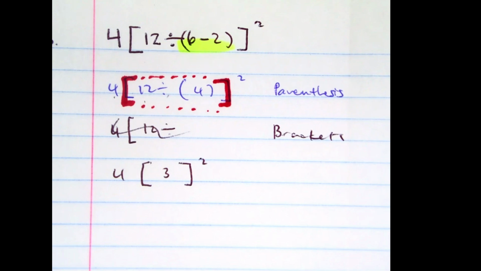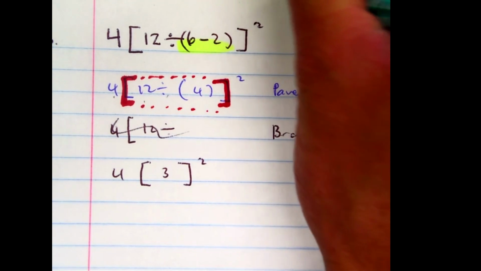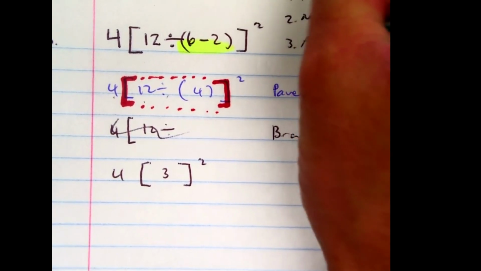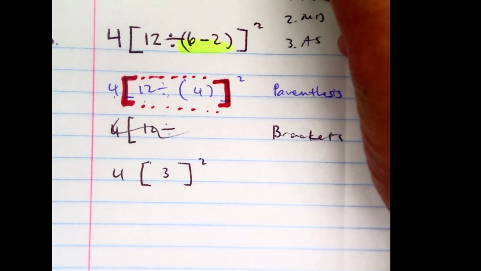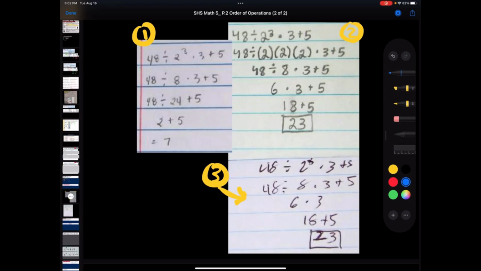Adela? What should we do next? Multiplication? Let's write it out. So we did all of the grouping symbols first. All right.